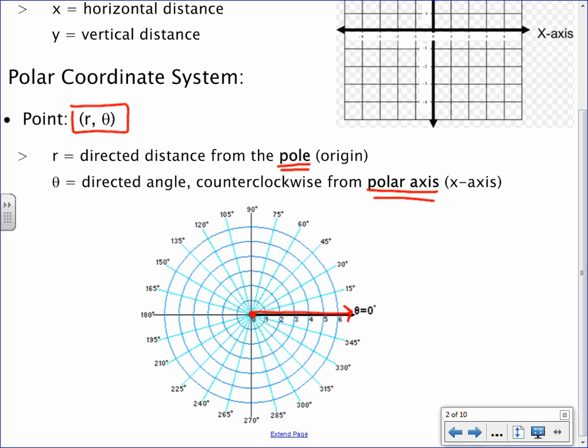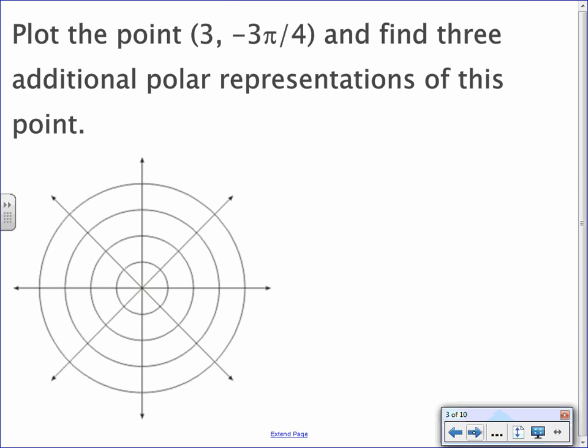All right, so let's talk about how to graph. If I were you, I would draw this picture in my notes. This is a pretty basic polar coordinate plane. The ones that you'll see, I'll have a 30-degree and 60-degree angle in there as well, but for now, the 45-degree angles are fine. What we're going to do is plot the point (3, negative 3/4 pi), and then we're going to represent that in different ways.